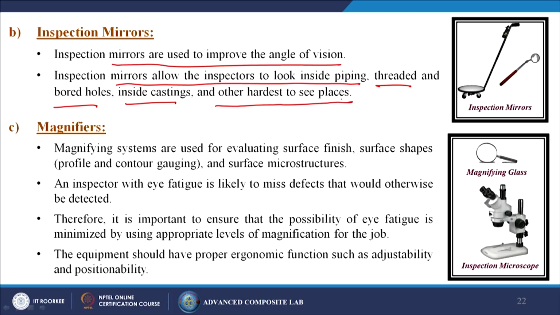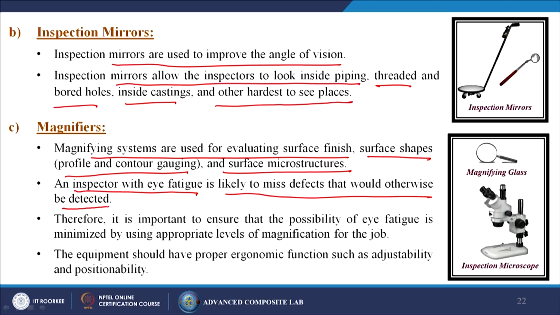Then next one is called the magnifiers. Magnifying systems are used for evaluating surface finish, surface shapes, profile and contour gauging and surface microstructures. An inspector with eye fatigue is likely to miss defects that would otherwise be detected. Yes, of course, because being human beings we have certain limitations. It does not mean that we can see defects of any size. Sometimes it may happen that with naked eyes we are not able to see those defects. At that time we take the help of a magnifying glass or microscope, so that any very tiny defects or cracks we can see very easily.